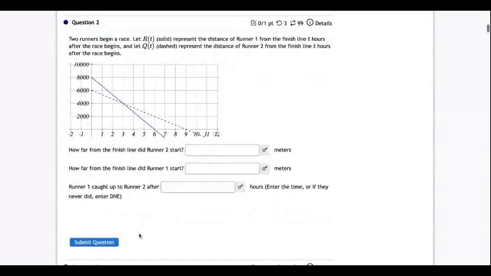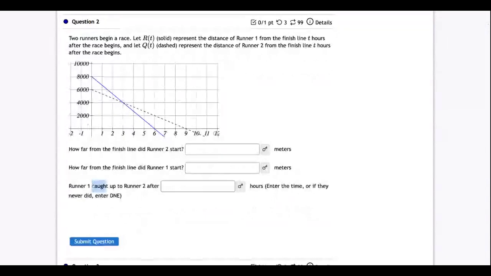Part 3 question: runner 1 caught up to runner 2 after how many seconds? So where do these two intersect? At t equals 3, right? The intersection means after 3 hours. Is this in hours? Yes. After 3 hours, you see the solid line and the dashed line intersect.